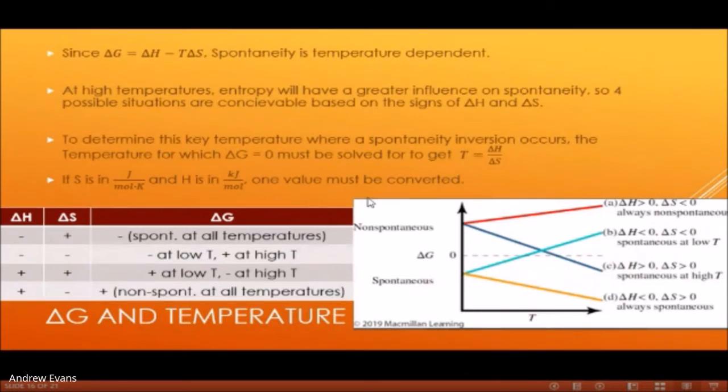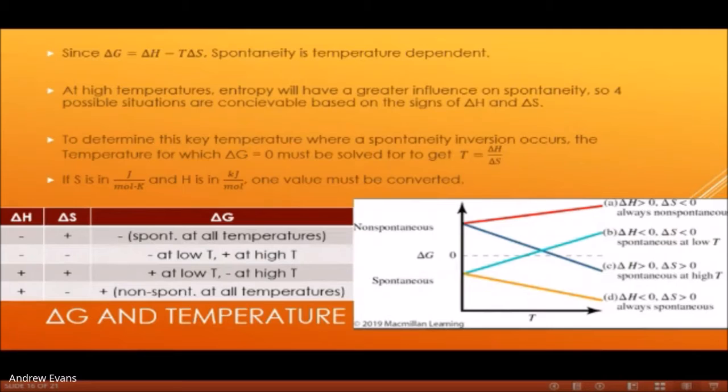Now, because delta G equals delta H minus T delta S, spontaneity is temperature dependent. At high temperatures, entropy will have a greater influence, and at low temperatures, obviously, a lower influence. So we can imagine four different possible situations based on the signs of H and S. Temperature, remember, can never be negative. 0 Kelvin is as low as it goes.